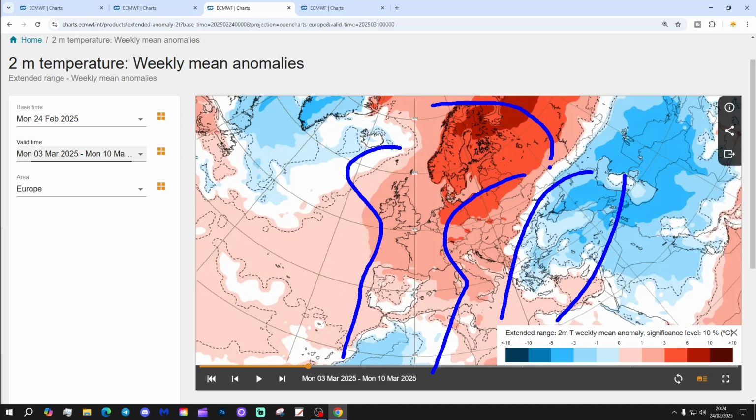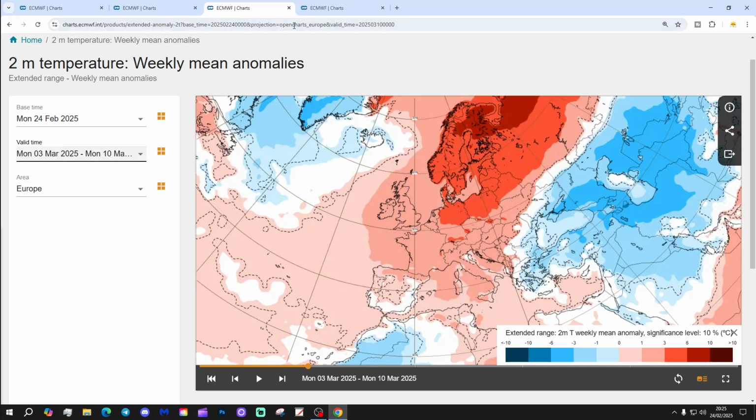The core of the warmth again is in the north though, so Germany, Poland, Denmark, Belarus and the Baltic Sea states see temperature anomalies around 3 to 6 degrees above average. Going further north of that into Arctic portions of Sweden, Finland, and Arctic portions of northwest Russia, again 6 to 10 degrees above average through there.